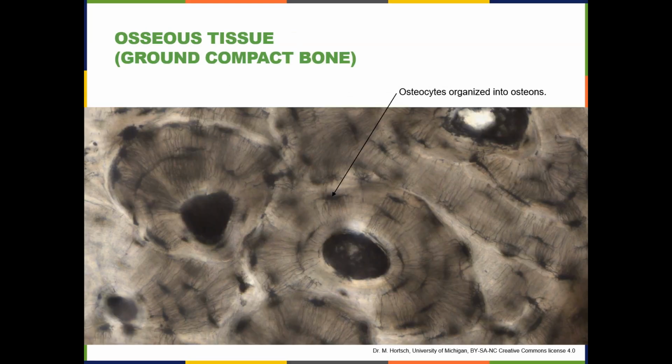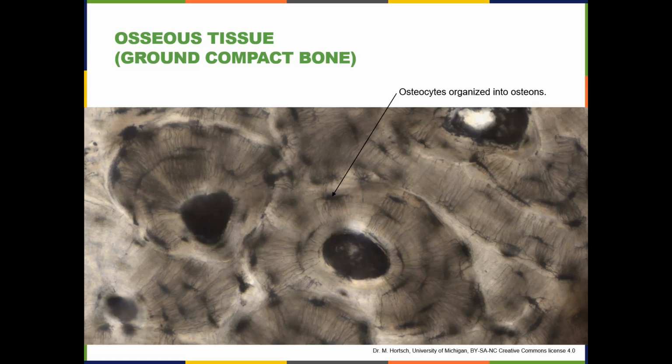Bone is another type of supporting connective tissue. In the matrix of bone, there are collagen fibers surrounded by solid calcium salts called hydroxyapatite. The mature cells of bone are called osteocytes, and they're found in chambers called lacunae, similar to the chambers of cartilage called lacunae where chondrocytes are found. Osteocytes, the mature cells of bone, are found within lacunae.